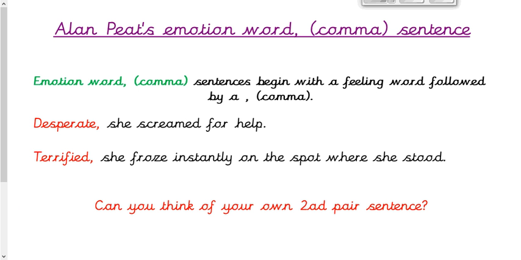Your Alan Pete sentence this week is emotion word, comma, sentence. We have done this before, but just to recap, it's where you have an emotion word, which is like a feeling word, and you begin the sentence with that, and then you follow it with a comma, and then you write the rest of your sentence. So there's two examples here. Desperate, she screamed for help. The emotion word is desperate because you're describing how someone's feeling. And the next one, terrified, she froze instantly on the spot where she stood. Again, terrified is the emotion word because it's describing how someone's feeling.